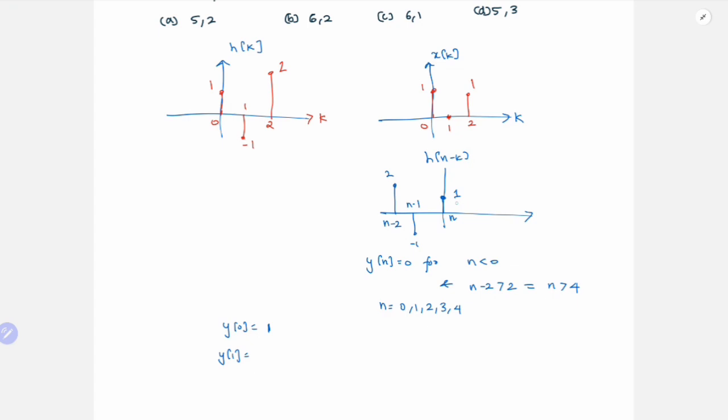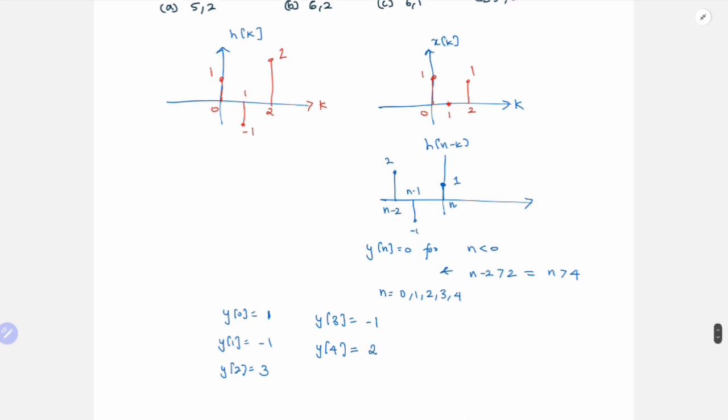So y of 1 will be, just shift this to the right. So 0 into 1 plus 1 into minus 1 will give me minus 1. Y of 2 will give me 1 into 1 plus 2, minus 1 into 0 plus 2 into 1. So it is going to give me 3. And y of 3, meaning this will go to 1. So 0 into 2, 1 into minus 1, this will give me minus 1. And y of 4 will give me, only this and this will overlap, 2. Okay. So the number of non-zero values is 5.